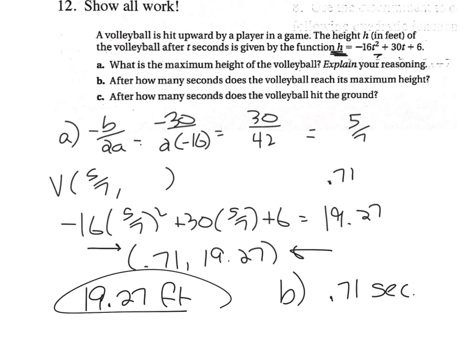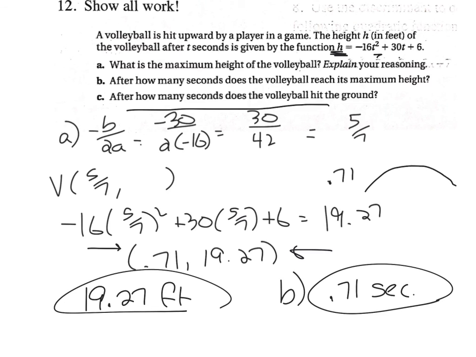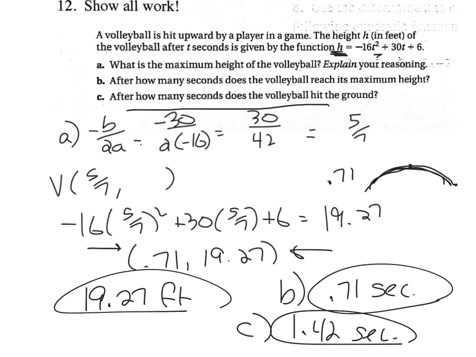And then it says, part C, after how many seconds does the volleyball hit the ground? Well, the vertex, think about it. A volleyball is this, and there's the height of the volleyball. The time is halfway to the ground. That's half the pathway that it travels. So I'm just going to double the time right there. If I double 0.71 seconds, it's 1.42 seconds. That's how long it would take to hit the ground. Hope that made sense to you.